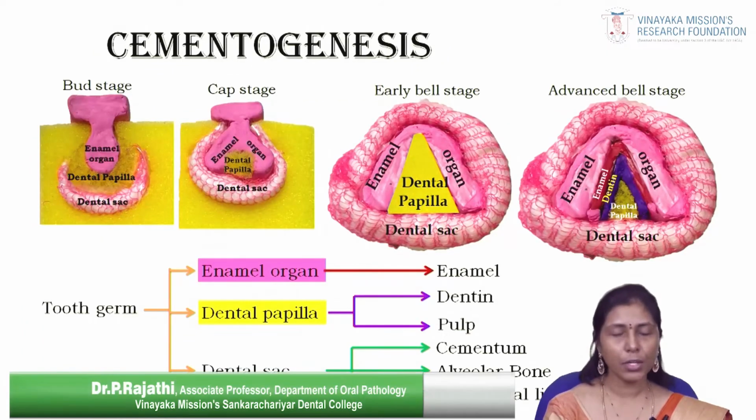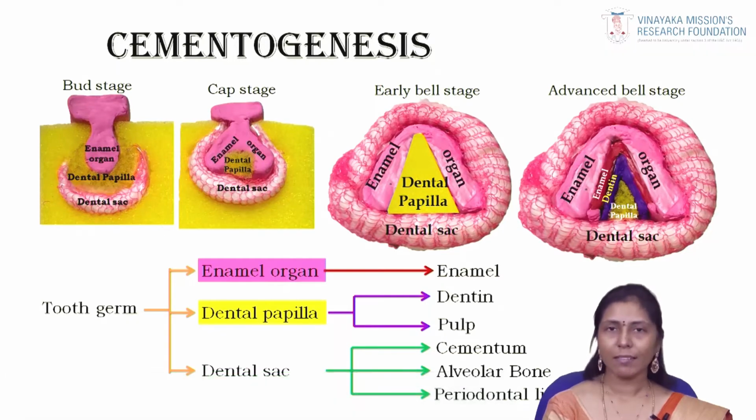Next, coming to cementogenesis. You would have studied in development of teeth how the tooth is being formed. Let's have a short recap on how the tooth is formed. The ectodermal structure that is going to line the oral cavity is going to proliferate and assume the shape of a bud. So from bud, it is going to go through different stages: bud, cap, early bell and advanced bell.